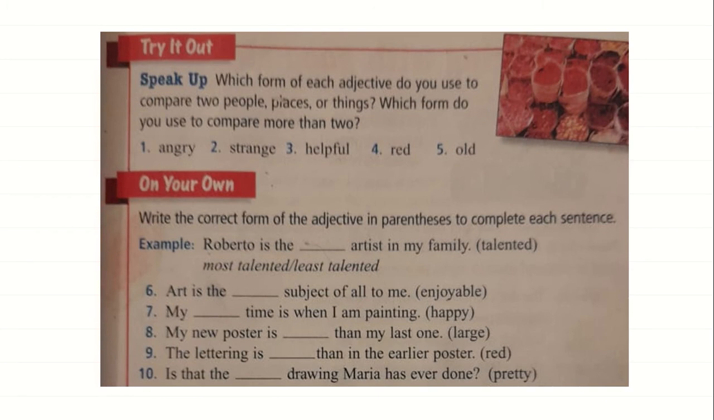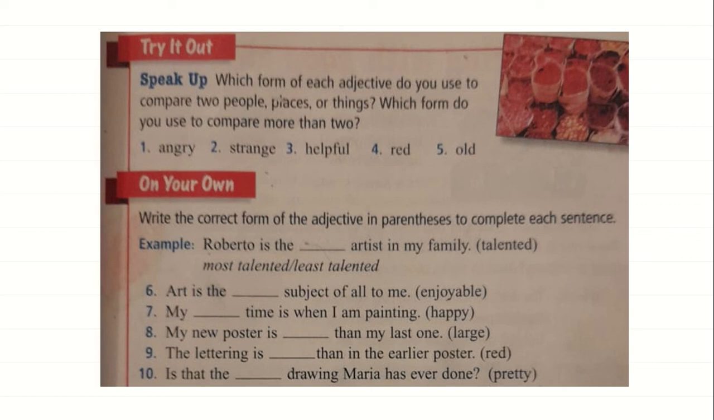This is activity number 1, okay? Which form of adjective do you use to compare two people, places, or things? Which form do you use to compare more than two? We have angry as the word that describes. To compare two, we will write angrier. We change the Y to an I and add ER. To compare three or more, you will write angriest.